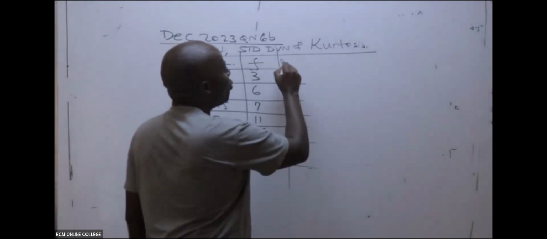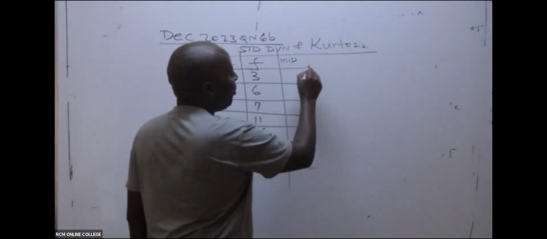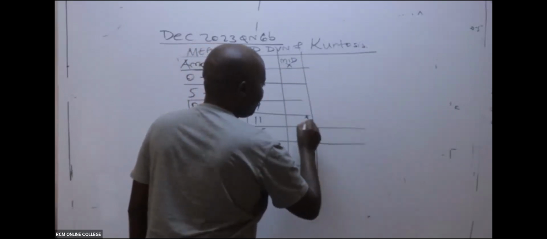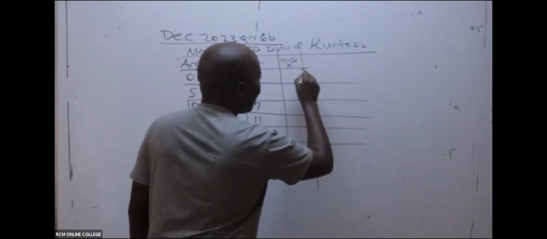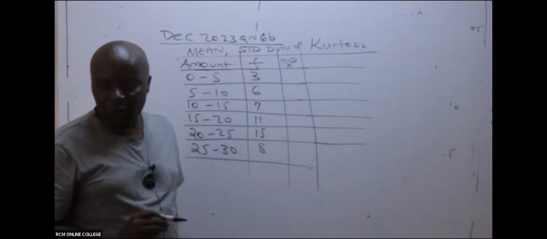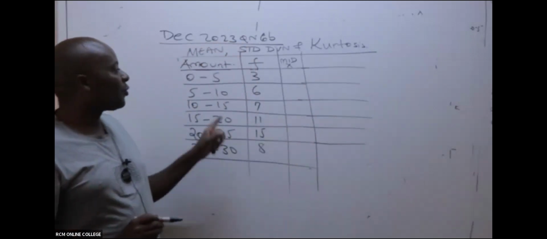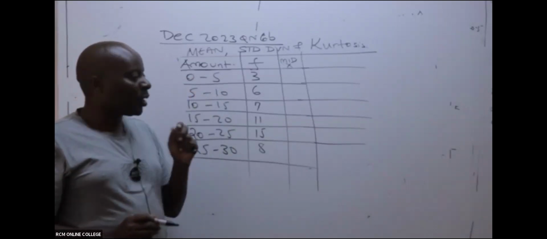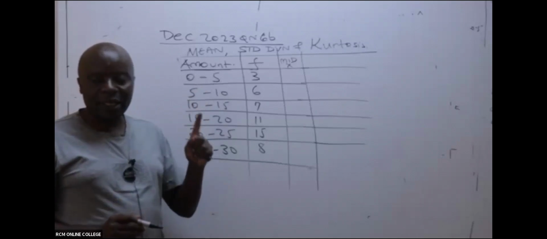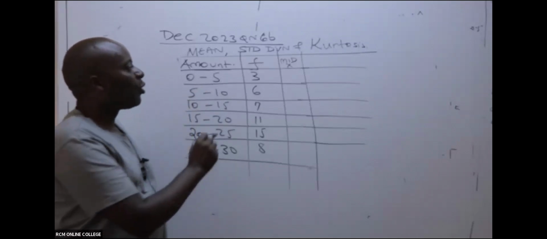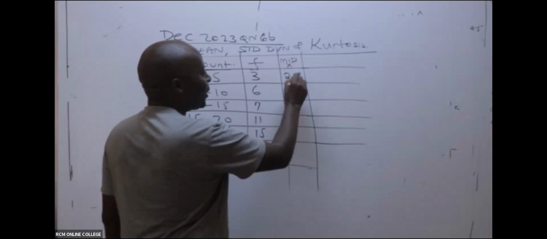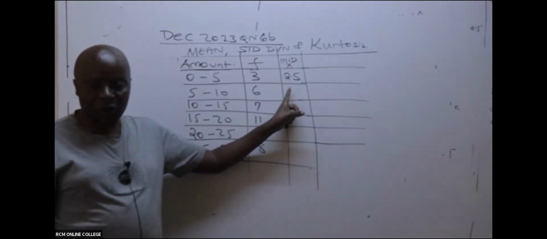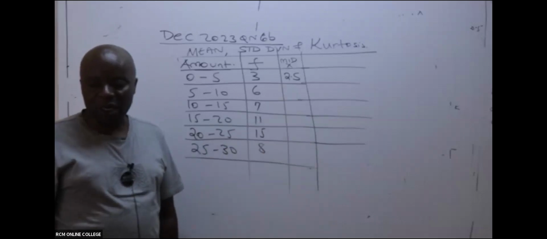is to get to what we call the midpoint. So the midpoint will be my x values. So how do we get x values? Lower limit plus the upper limit, you divide by 2. So like now we have here 0 plus 5, that is 5. Divide by 2, we have 2.5. Can somebody give me this midpoint for the second class?